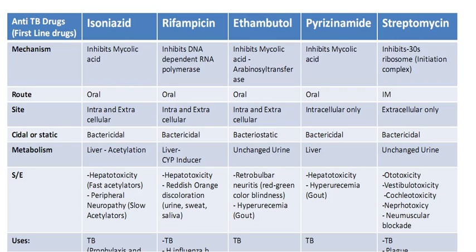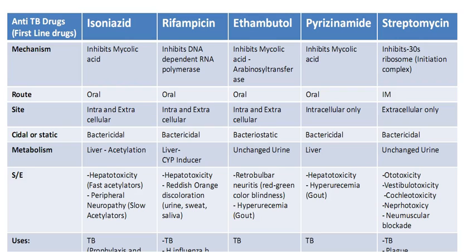The important areas you need to know about these drugs are mechanism of action, route of administration, the site of action of these drugs, whether the drug is cidal or static, the metabolism profile of these drugs, side effects, uses, and other importance. So let's begin with Isoniazid. Isoniazid, in abbreviation, is also called INH.